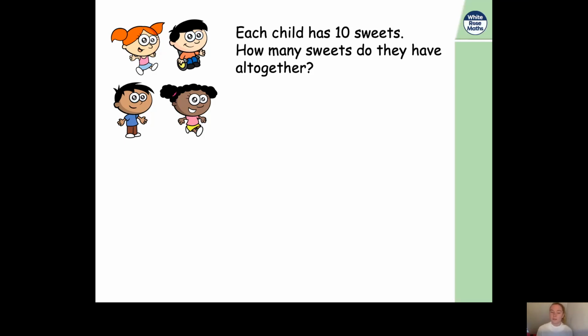Okay, year 2. So there are 4 children. So we could do 4, because there are 4 groups basically. 4 multiplied by, yes, 10, because they each have 10 sweets. So 4 multiplied by 10 now. So we need to count up in steps of 10 4 times. So are you ready? Let's do this one together. So 10, 20, 30, 40. Stop, we've counted 4 steps and we got to 40. So we can say 4 multiplied by 10 equals 40.